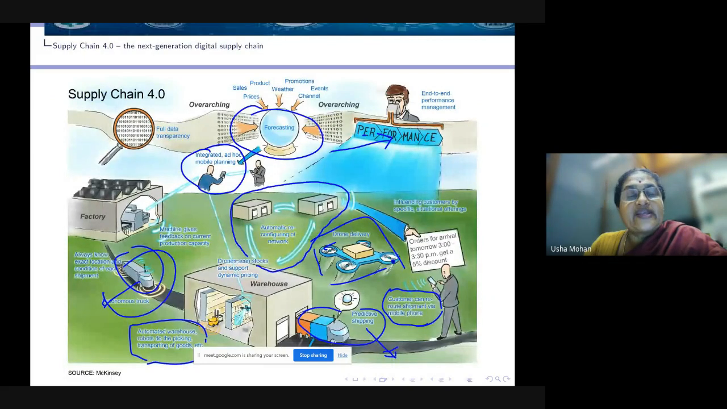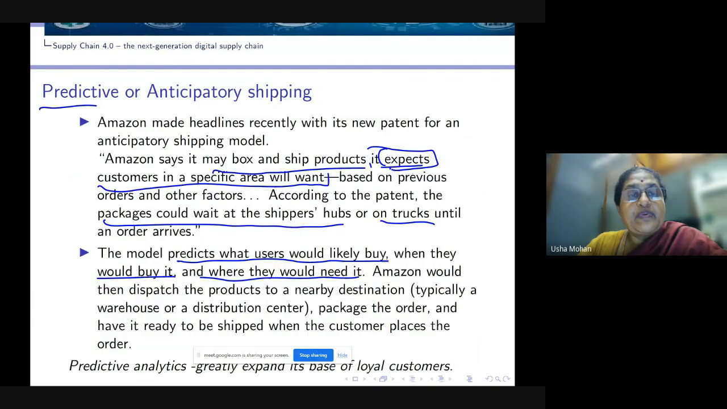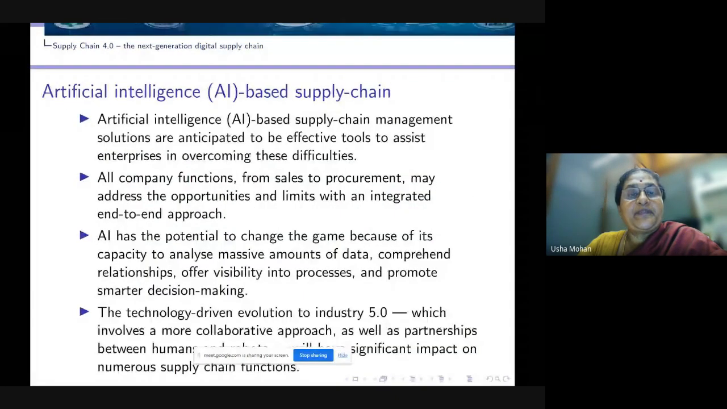I gave a few examples, and this is how you can see that with supply chain 4.0, the main thing is how these digital supply chains help in increasing the end-to-end visibility in a supply chain.